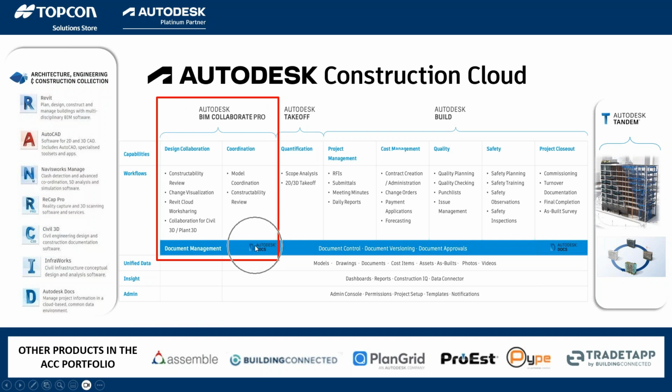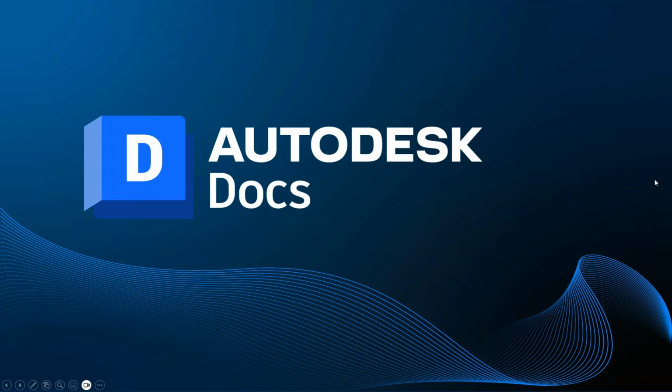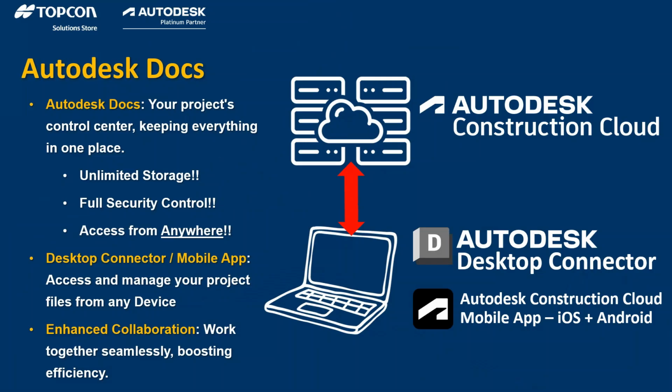So we're going to be taking a look at some of the benefits of Docs today, and then we're going to be taking a look at BIM Collaborate Pro and what it specifically does to your design software, enhancing your overall office and field coordination modules. So let's start off by taking a look at Autodesk Docs. Again, just to emphasize, the ACC at its core, Autodesk Docs runs at the centralized location of that ACC platform. It's made to be your project's control center.